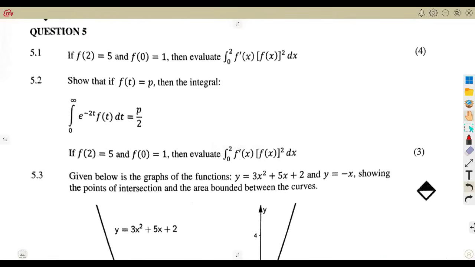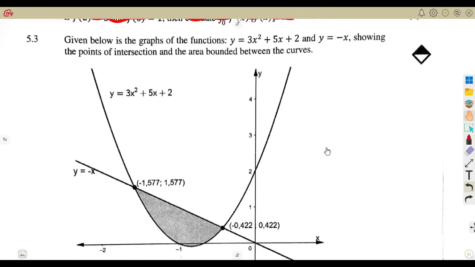All right, so here it was just a typing error. Here we can see this is the question that we had here. All right, so let's just ignore that one. 5.2.